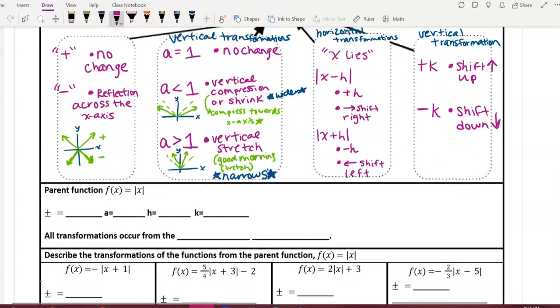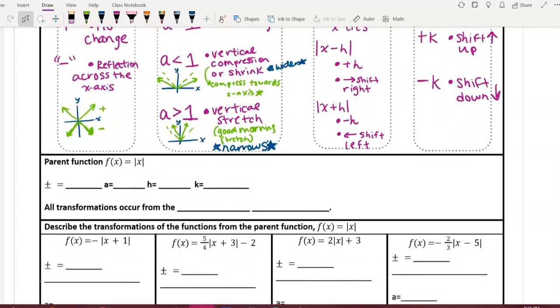Okay, so moving down to our parent function, down here it says parent function f of x equals absolute value of x. We did go over that yesterday. Now, okay, so here we want to identify these four things. First, is it plus or minus? Well, do you see a negative out front? No, so it's positive.